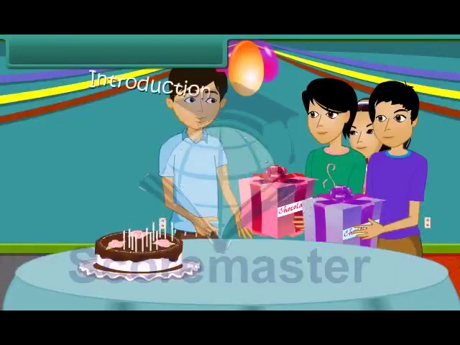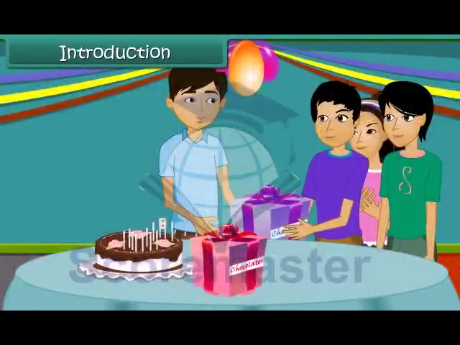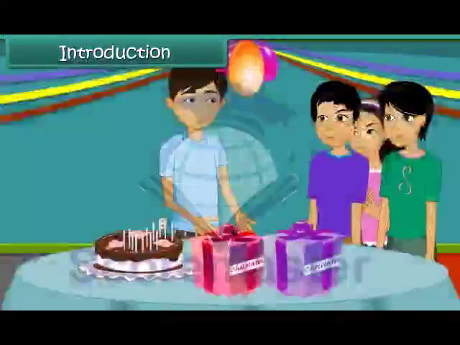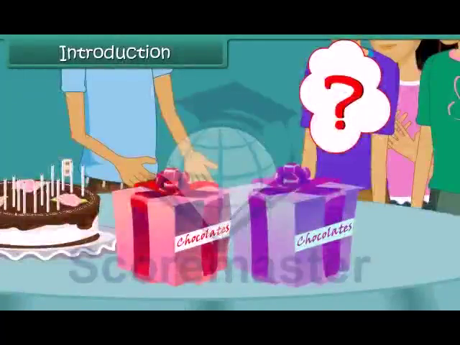Introduction. On your birthday, one of your friends gives a box of chocolates. Another friend gives another box of chocolates as a birthday gift. So now, how many chocolates will you have? Without opening the box, we cannot find the total number of chocolates.